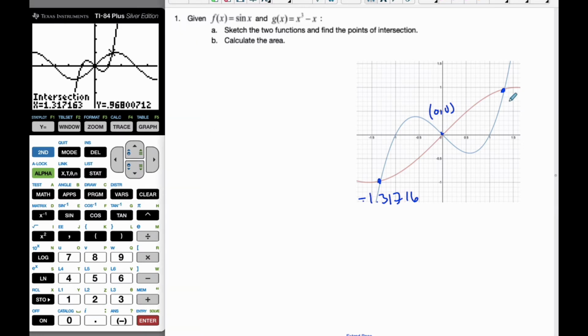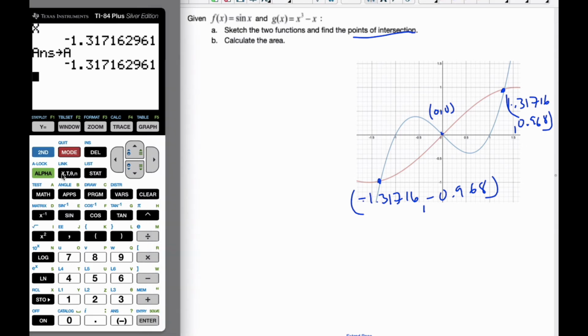So this is a positive 1.31716, comma, -0.968. It's asking for the points of intersection, so I need x and y, and this is going to be the positive 0.968. Okay, so I'm going to take this now and I'm going to store that into b.